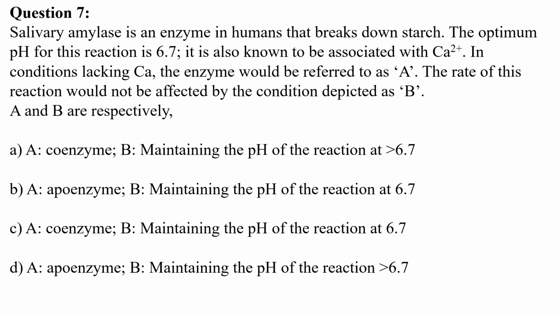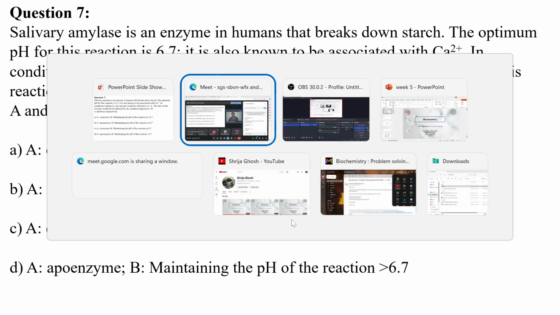The second option is A is apoenzyme, and B, that is the condition, is maintaining the pH of the reaction at 6.7. C is again coenzyme and maintaining the pH of the reaction at 6.7. And D says the enzyme would be referred to as apoenzyme, and the condition should be maintaining the pH of the reaction more than 6.7. So the optimum pH in the question is given as 6.7. So what should be the answer?